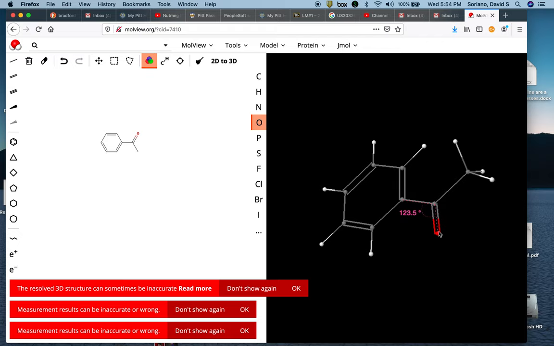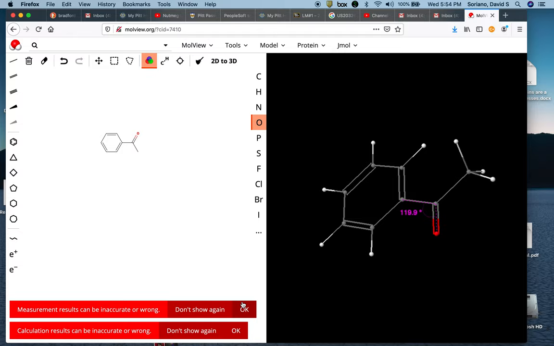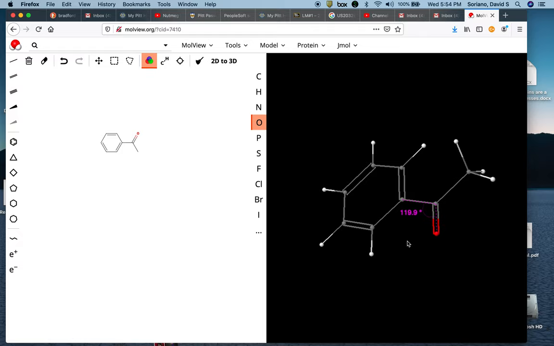123.5, which is closest to 120, not 180 or 109.5. Planar. Very close to what it should be. Now remember, we can also do energy minimization. First I'll click this out. Let's do an energy minimization. Oh boy, it's done already.